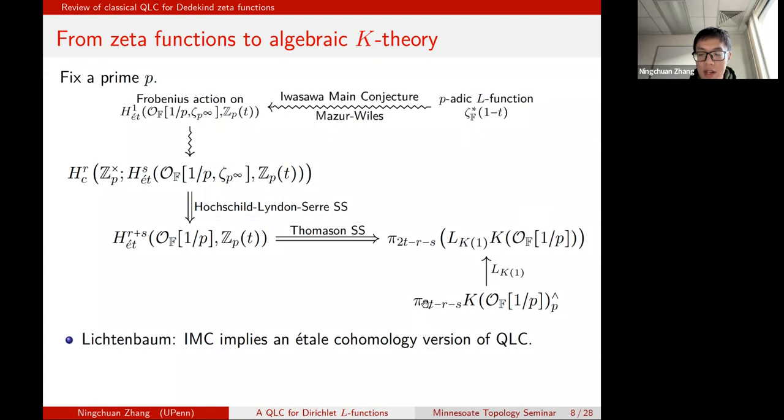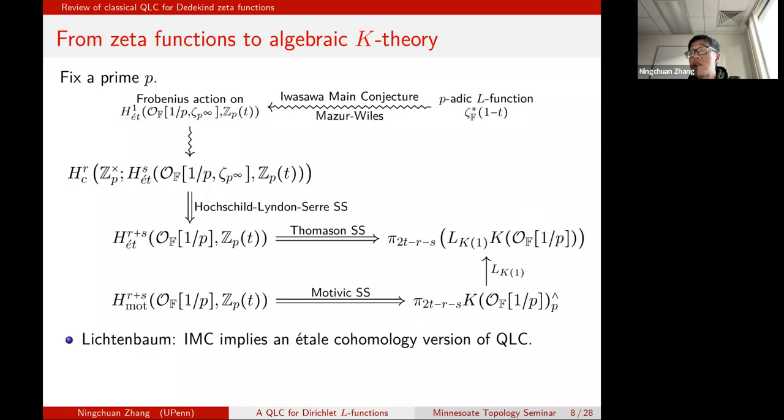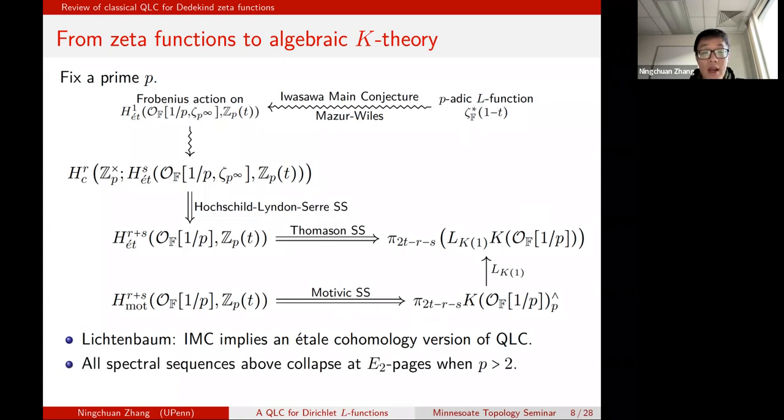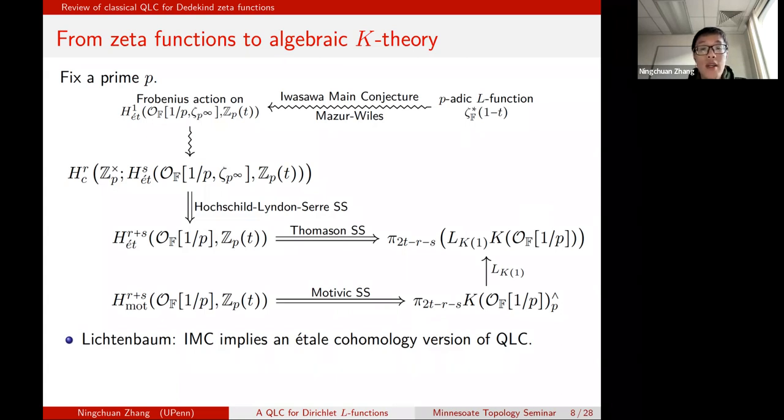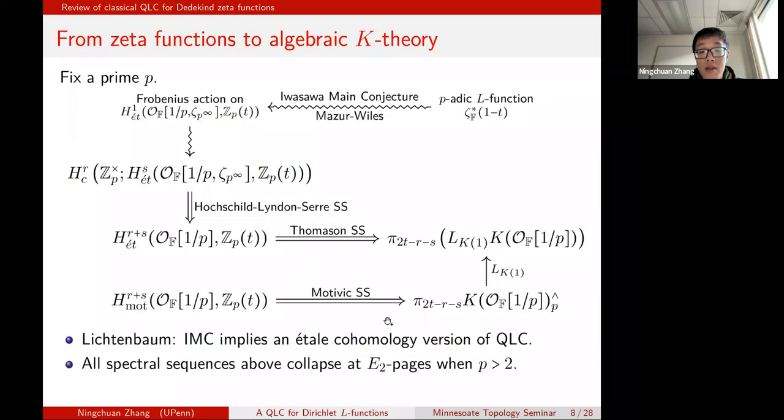Well, for algebraic K group itself, there's a similar spectral sequence called the motivic spectral sequence, which was formulated later than the Thomason spectral sequence. And between motivic and étale cohomology groups, there's a comparison map. And maybe before that I should mention, so far we have seen 3 spectral sequences in this diagram. And one important fact is that for all those 3 spectral sequences, they collapse on the E2 pages when p is greater than 2. When p is equal to 2, they don't collapse on the E2 page.